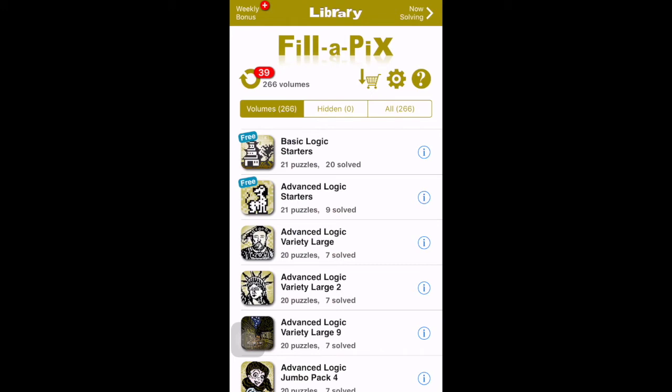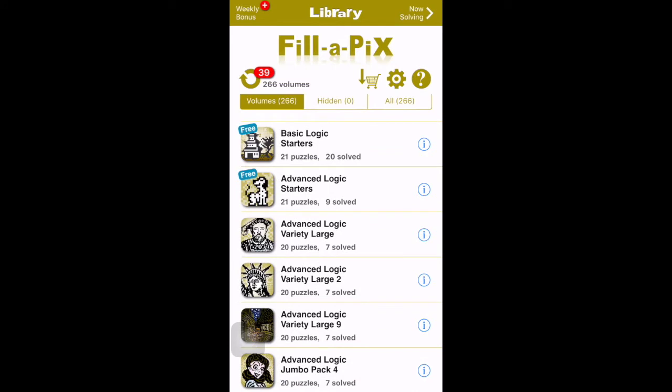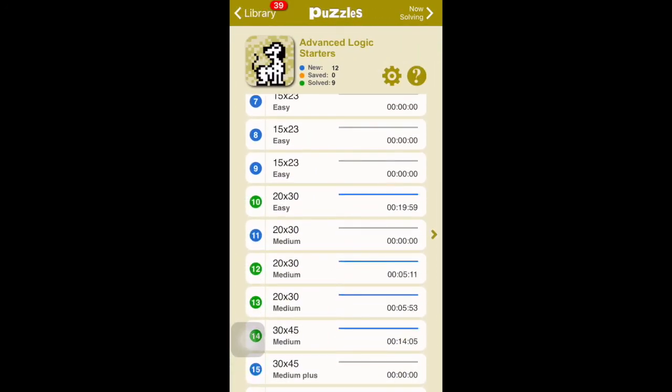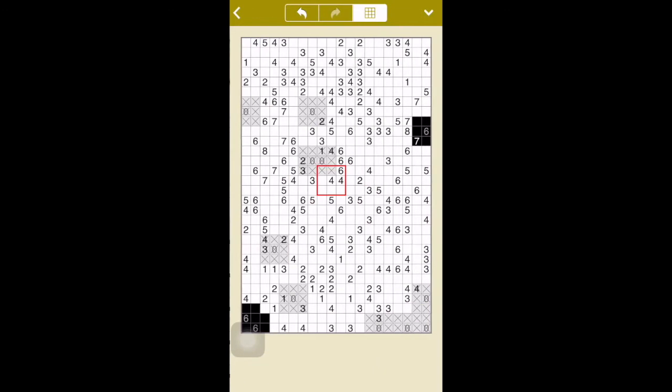Today we're going to solve the next puzzle, number 11. So again, we're going to go to the second one from the top, Advanced Logic Starters. And I'm going to do puzzle number 11.